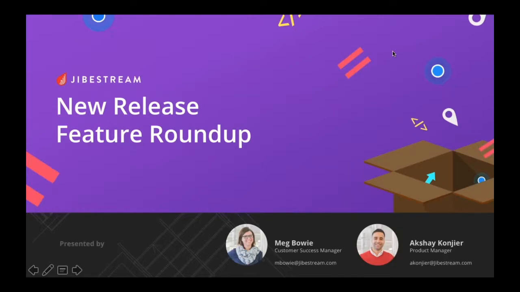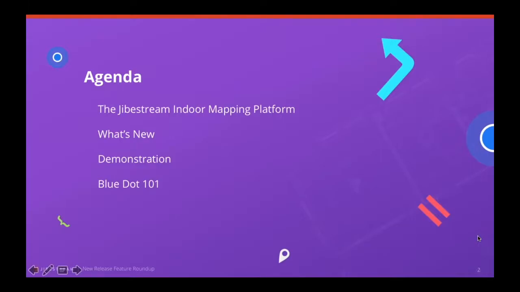So we put out a really awesome new release. So we'll be covering a lot of ground today. Our agenda includes an overview of the Jibestream indoor mapping platform and how we can be used in any of your mapping use cases, as well as what's new in the platform, and we're going to do demos of some of our new features. And last but not least, Blue Dot 101. Actually, we'll be reviewing what Blue Dot technology is and how you can use it on your Jibestream maps.